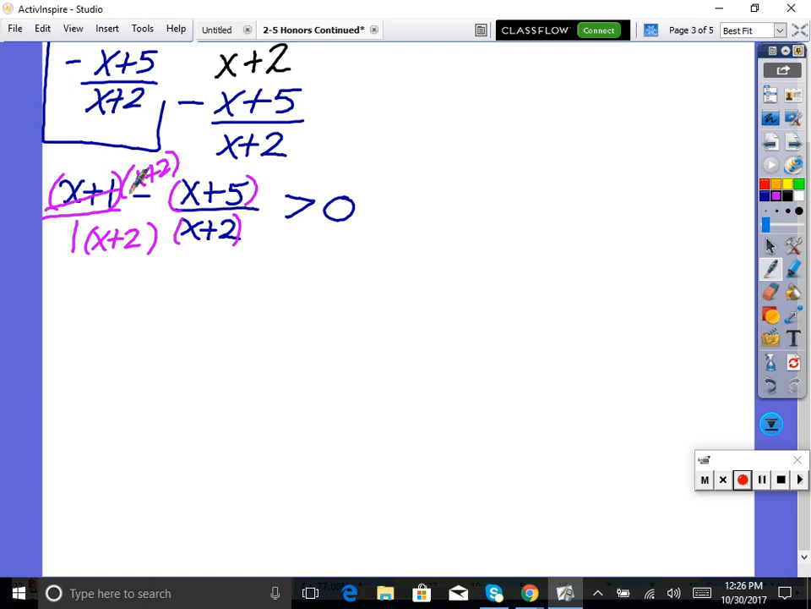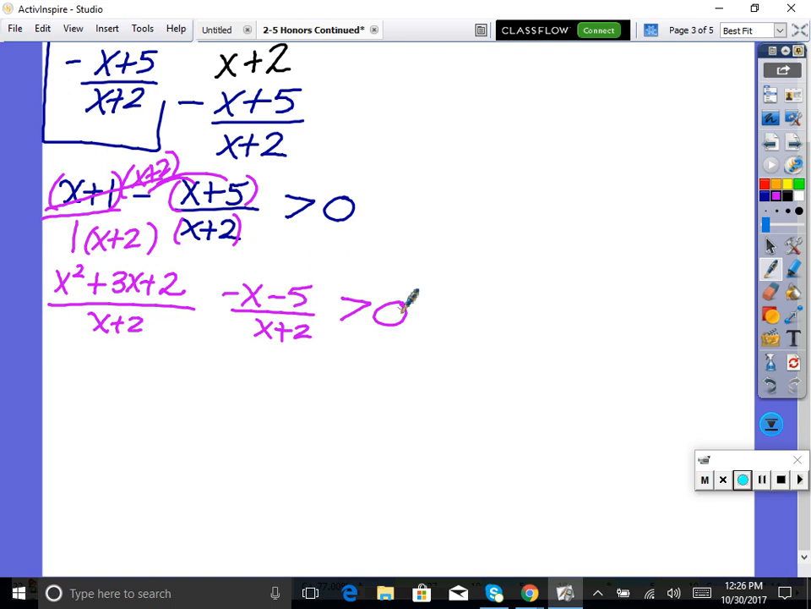So now I'm going to multiply that out. That's x squared plus 3x plus 2 over x plus 2. And then I'm going to distribute my negative through. So I'm going to have minus x minus 5 over x plus 2, and that's greater than 0. Now, once again, do not refactor this and start dividing out things, because you're going to end back right up here if you do that. Do you all understand? I still saw people do that on the test. It was such a sad day.